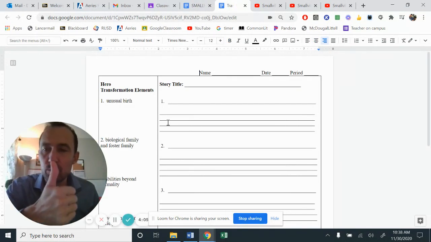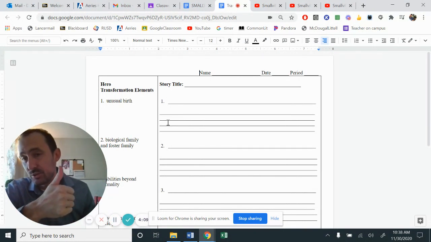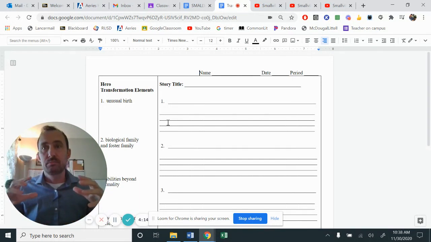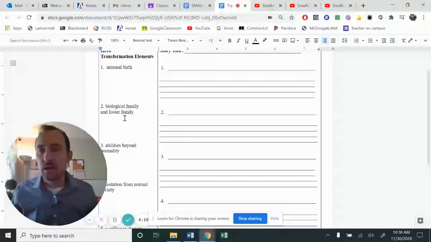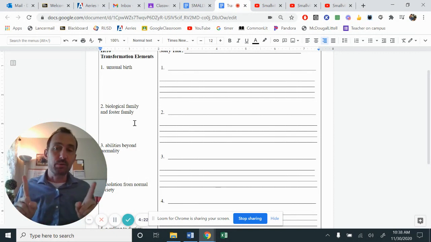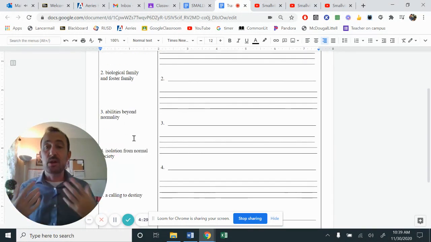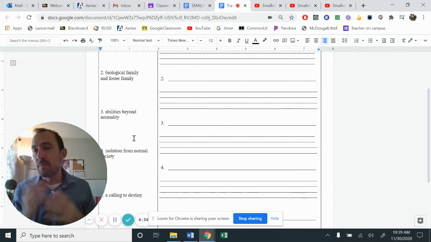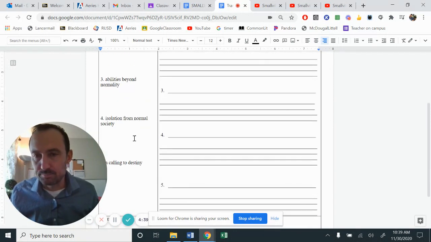Okay. An unusual birth, which is like an introduction to the story. Okay. How is your character introduced? Because usually it's in some sort of abnormal way or something catastrophic or something huge. You have biological family and foster family. So there's a separation with your characters and who they are related to. You also have abilities beyond normality. They've got superpowers, they've got intelligence, they've got magic. Something is beyond normality for them.